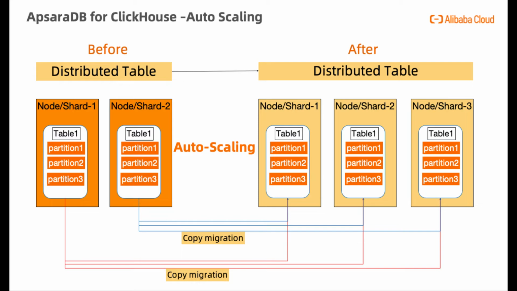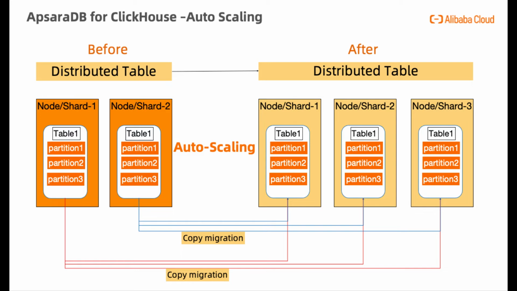Auto-scaling is also a very important feature in ApsaraDB for ClickHouse. Scale in or scale out means increasing or decreasing the number of nodes in a cluster to horizontally scale the computing power of the cluster. In ApsaraDB for ClickHouse, it offers two options for doing the expansion. One is simple expansion, which only increases the number of original cluster nodes, just like the open source ClickHouse can do.